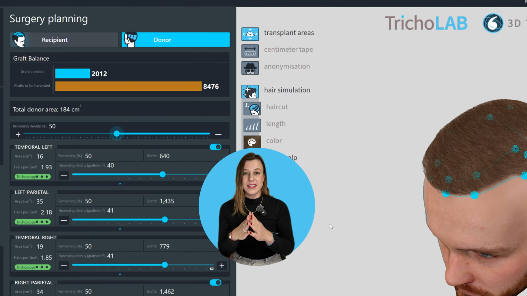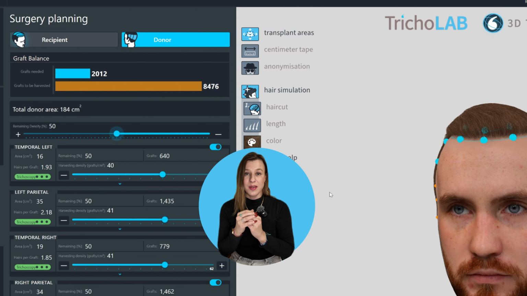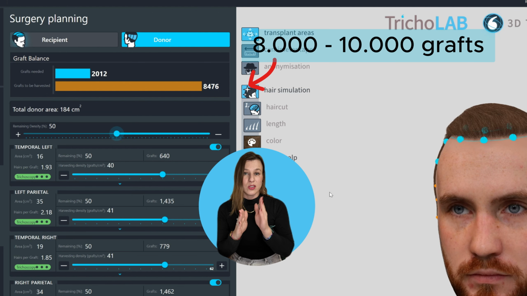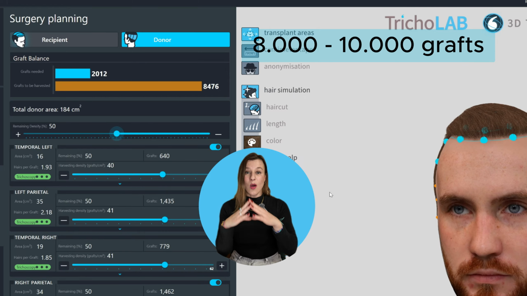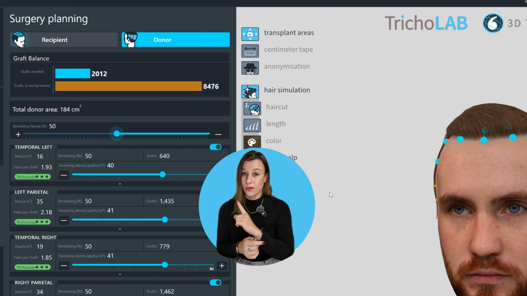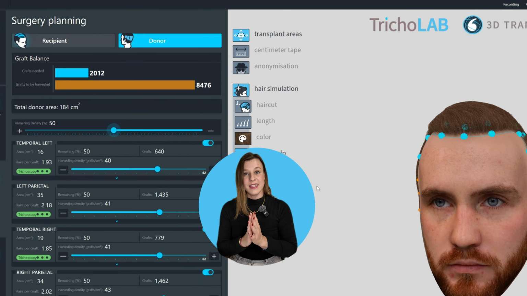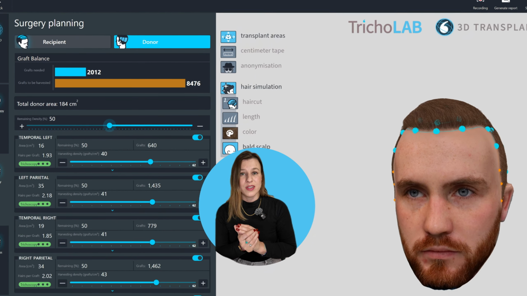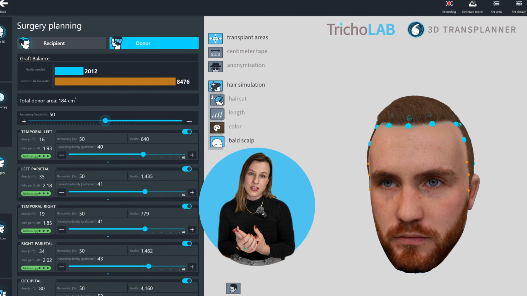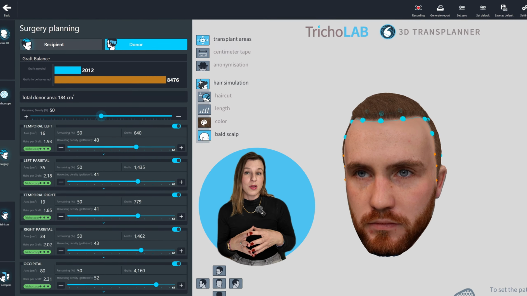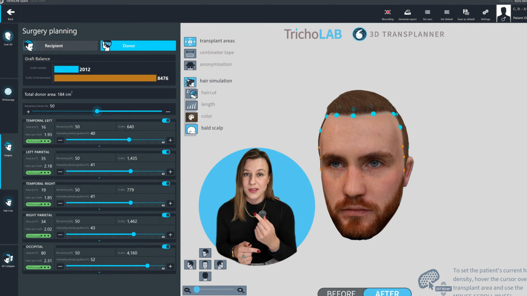When set to 50%, the system indicates a lifetime capacity of approximately 8,000 to 10,000 grafts. This is our total budget, not just for today, but also for future procedures. Now, patients often reply saying, "Perfect, let's use half of it today." And while it seems logical mathematically, it becomes problematic when we factor in the progressive hair loss.